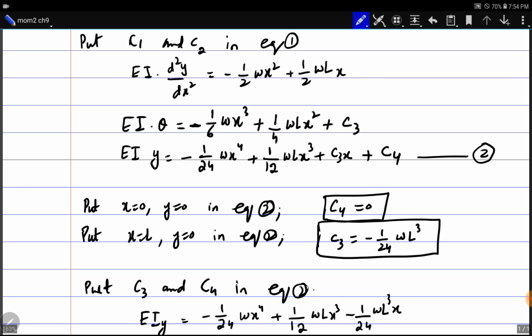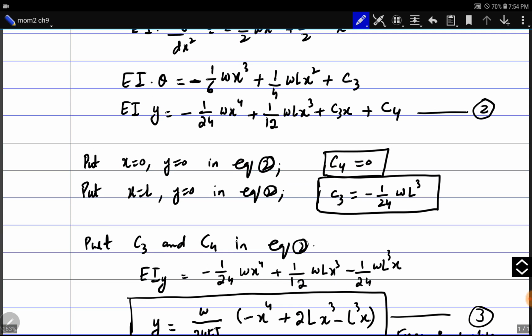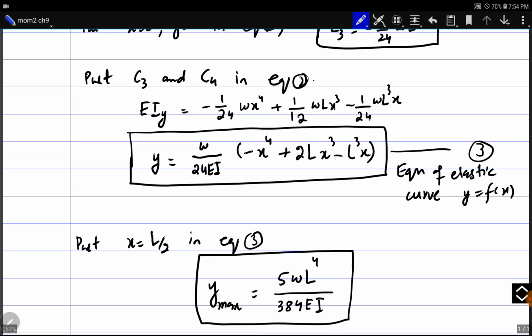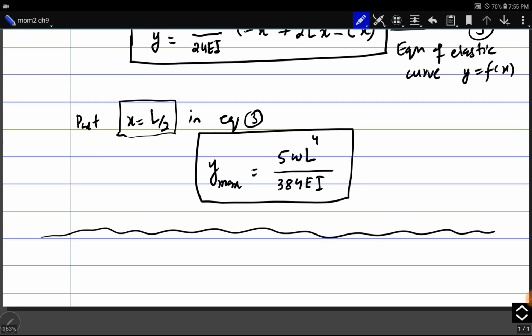Integrating this equation twice, we got the expression for slope and deflection. Equation number 2 is for deflection, which contains two unknowns, C3 and C4. C3 and C4 were calculated using two boundary conditions related to deflection. Putting back C3 and C4 into equation number 2, we got the expression for the elastic curve. Since this is a simply supported beam with symmetric loading, we have y maximum at x equal to L by 2. By putting x equal to L by 2 in equation number 3, we got y maximum. You can do the calculations by yourself. I hope it works.